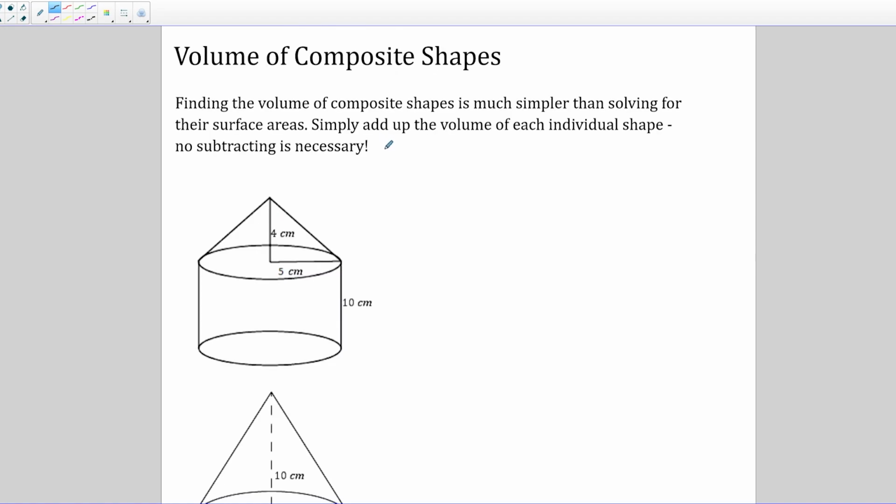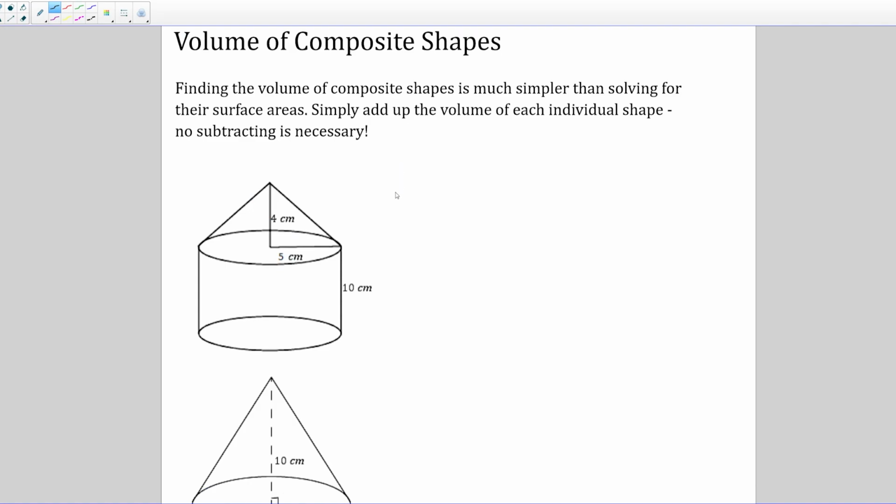Our final section of this outcome talks about finding the volume of composite shapes. Now, earlier on, you might have a little bit of trauma from looking at the surface area of composite shapes, but I assure you this is objectively a lot simpler. All we need to do is identify the volume of each shape and then simply add it up. There is no need to subtract anything.